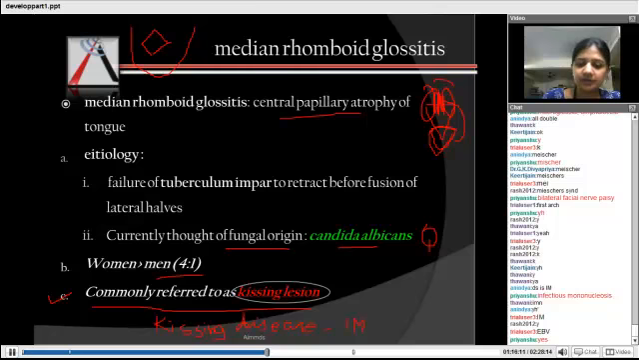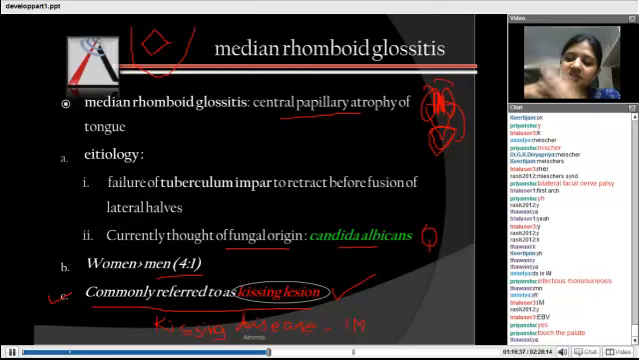Now we call median rhomboid glossitis a kissing lesion. Why kissing lesion? Can you be a little imaginative? I hope all of you have got a little diagram of how the median rhomboid glossitis appears in the tongue. That part of the tongue is in contact with the palate, right? So the part of the tongue which contacts the palate, you will also see infection in the palate.